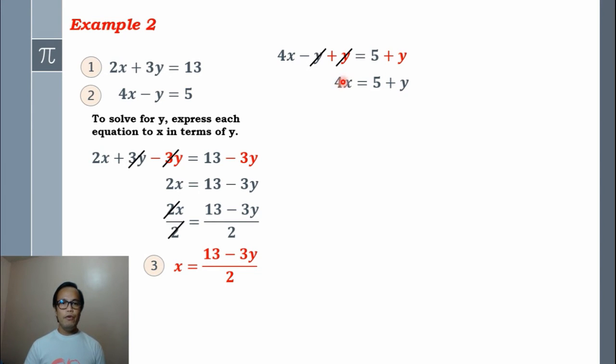Then, we have the 4 here as the coefficient of x, so we divide both sides of the equation by 4 so that we can cancel out the 4. So what shall remain at the left side of the equation shall be x equals the same here. Since we cannot divide 5 by 4 or 1 by 4, we shall leave this equation as is. So this is now our equation 4. So we have equation 1, equation 2, equation 3, and equation 4. Equation 4 is taken from equation 2.